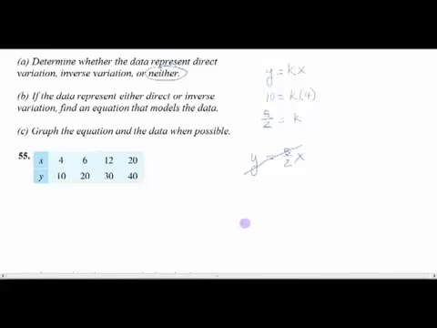So we don't have to find the model, and we don't need to graph the equation in the data because it's not one of those models.